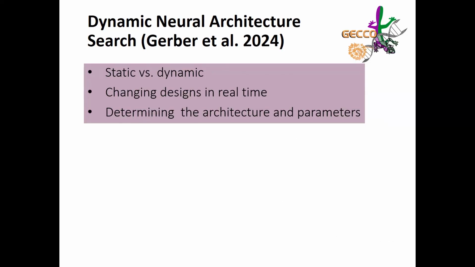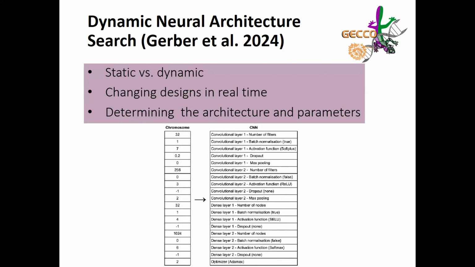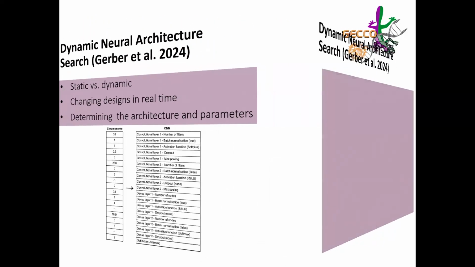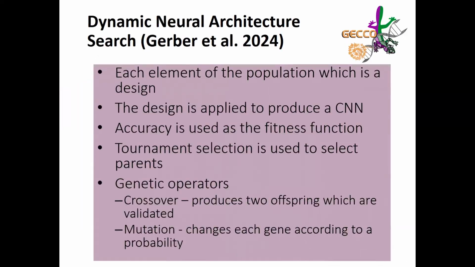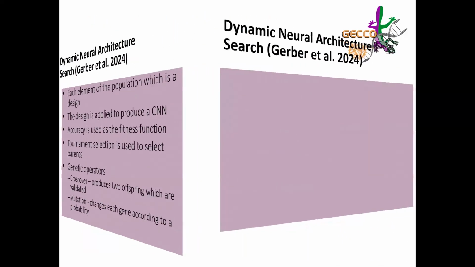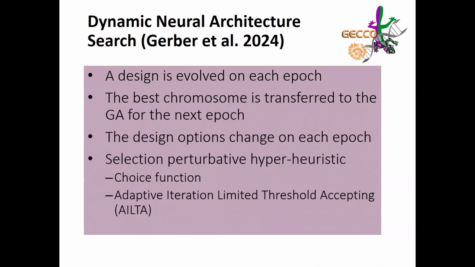So what it would do is learn from the first few iterations, and then start changing its design based on what it learned. And again, a selection perturbative hyperheuristic was used to decide when to change the options and what options to change to. But I'm not going to go through all the details. I'm just going to quickly skip through this. What we essentially found, it was a very simple choice function again with the ILTA that was used to decide which design options to make available to change the designs.